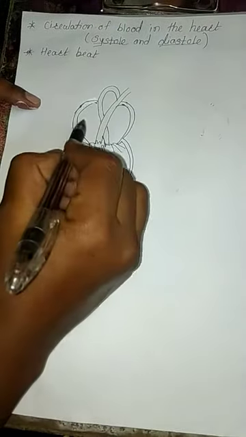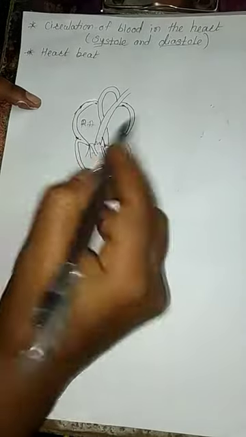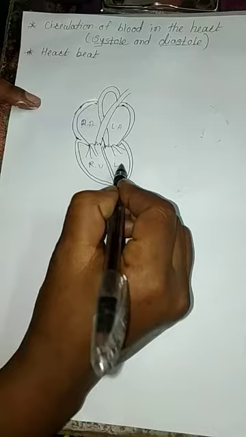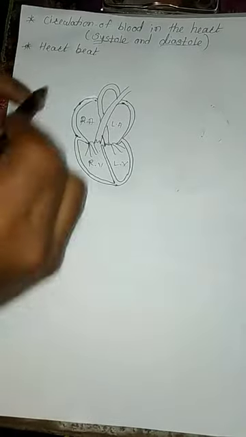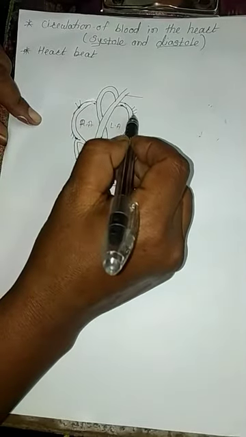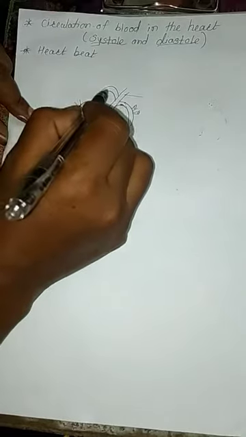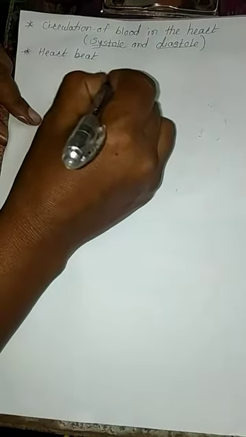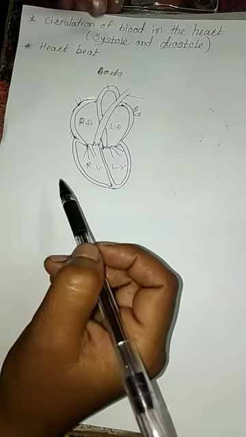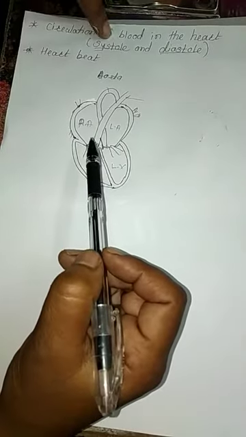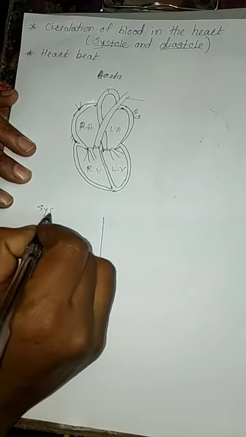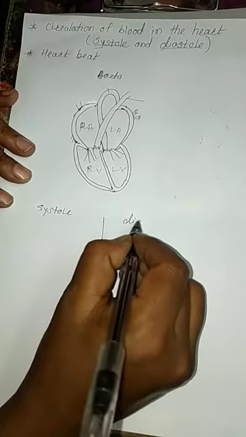See students, this is the right auricle, this is the right ventricle, this is the left auricle, and this is the left ventricle. This is the vena cava and this is the pulmonary artery. This is the pulmonary vein, and this is the aorta. All the parts of the heart we already studied in my previous video. In this video we are studying the two main phases, systole and diastole. See, I will explain systole and diastole.